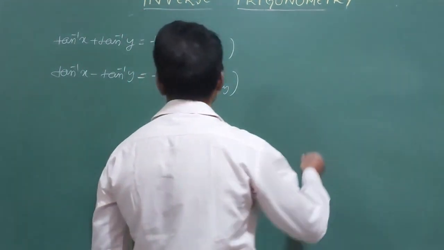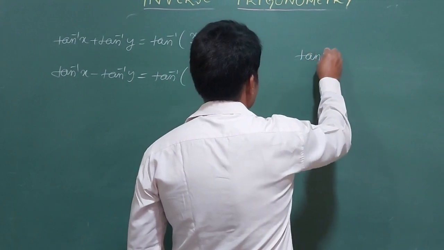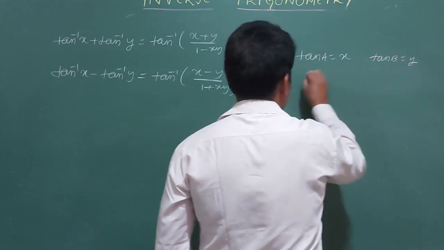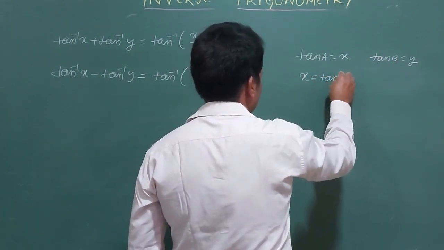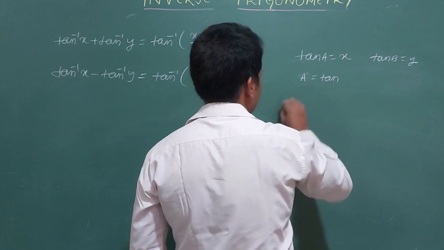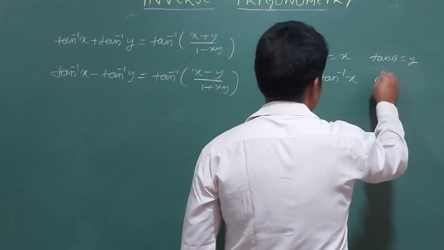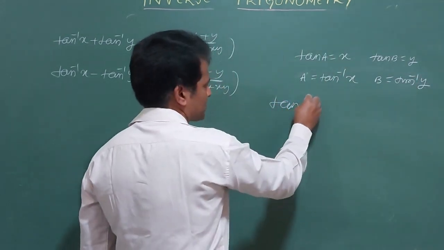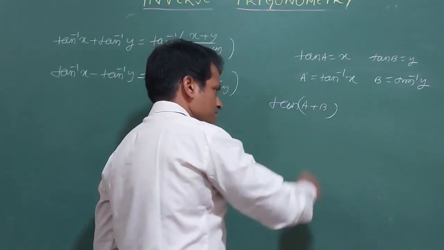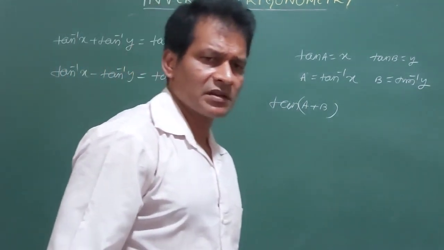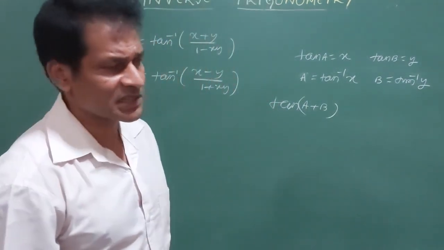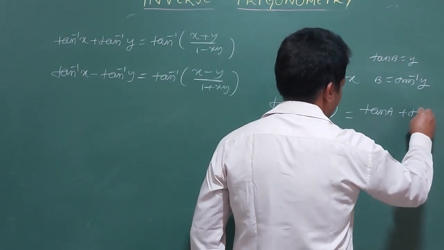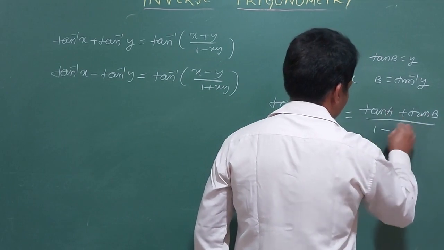Okay, we'll go for the proof. Let tan A be equal to x and tan B be equal to y. So A is equal to tan inverse of x, and B is equal to tan inverse of y. Go for the formula tan A plus B, what we know from class 11. Tan A plus B is tan A plus tan B by 1 minus tan A into tan B.